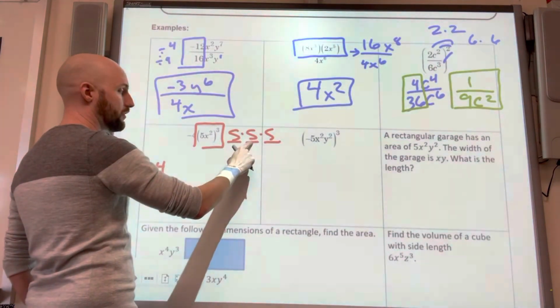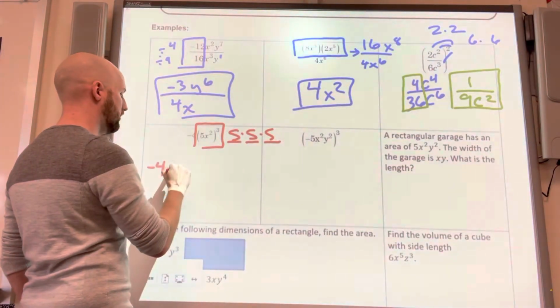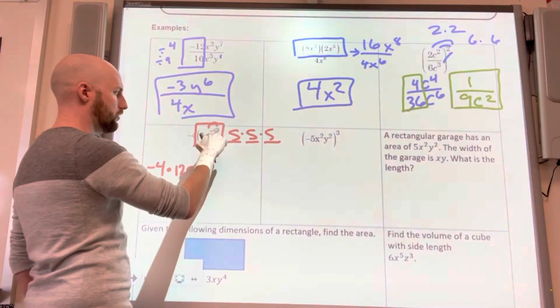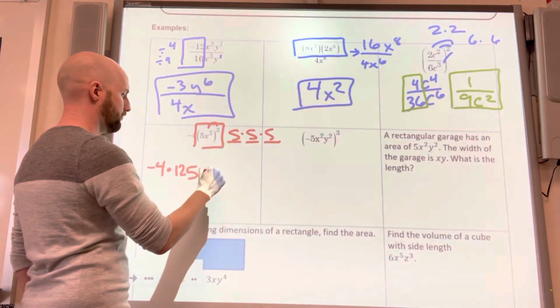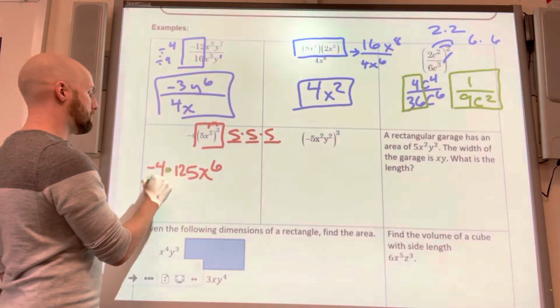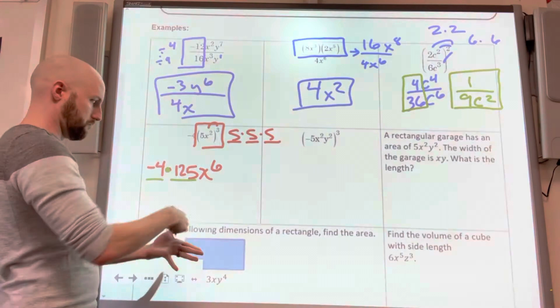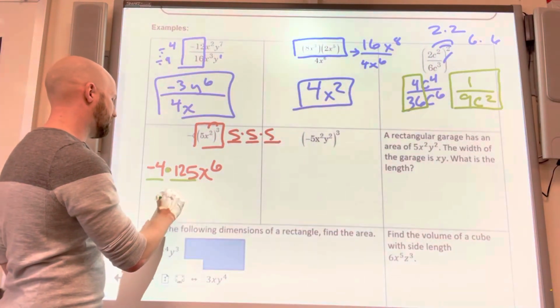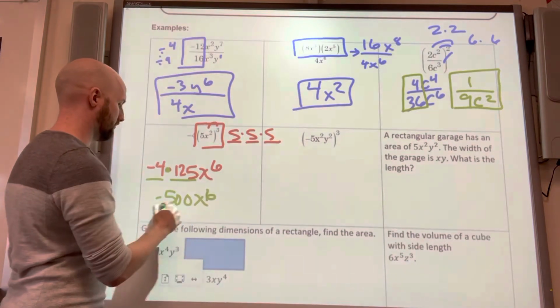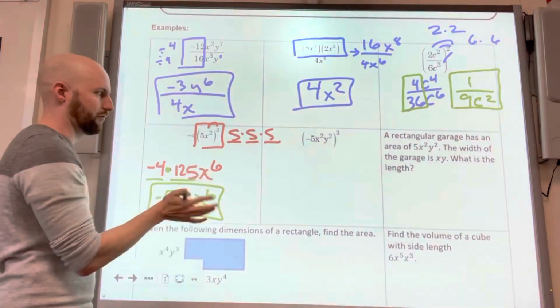5 por 5, 25. 25 times 5, 125. Here, boop, 3 times 2 is 6. To finish, multiply big numbers, boop, is minus, creo que 500. And no hay otra X, so queda X6. Okay, no more X, so it stays the same.